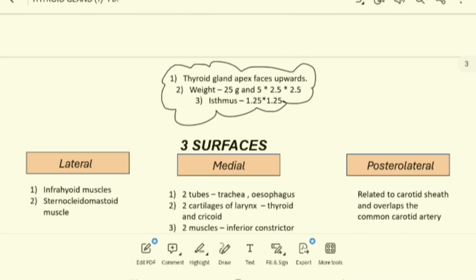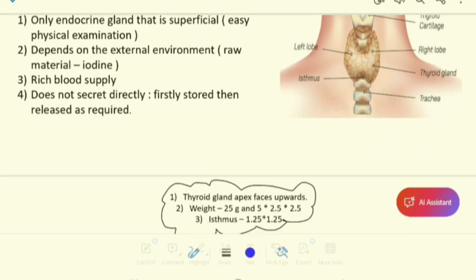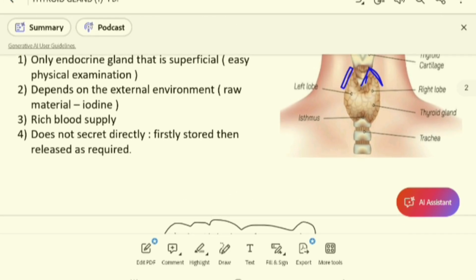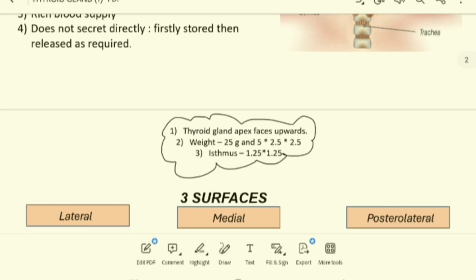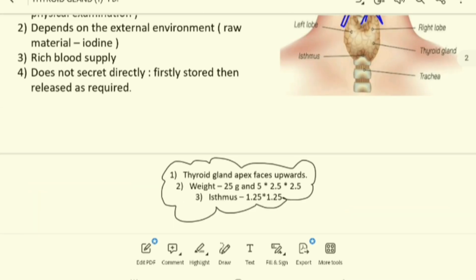Okay, moving on. Thyroid gland apex faces upwards. Apex is always upwards. You see here. The weight is 25 gram and it is 5 into 2.5 into 2.5. These are the dimensions.